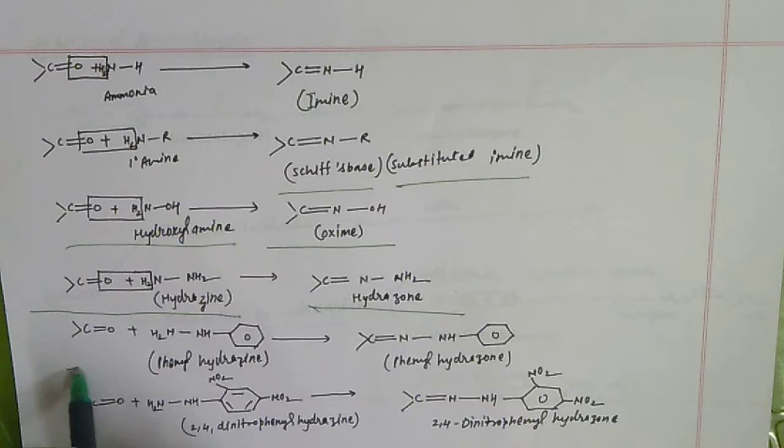If you are taking the carbonyl compound and heating with phenylhydrazine, it will give the phenylhydrazone. Why is this imine converting into hydrazone? Because there is a decrease in the number of hydrogen atoms.